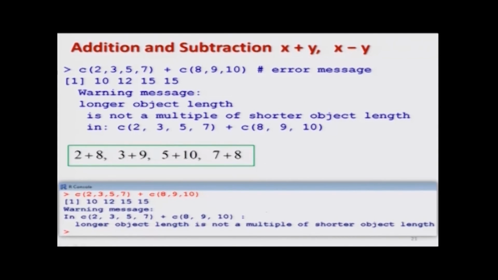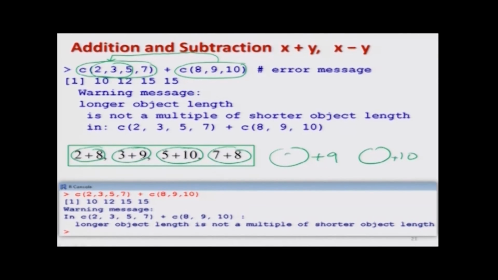Similarly, if I try to take a vector of size 4 and I am trying to add another vector of size 3, again you can see this is not a multiple of the length of the first vector. So, in this case what is really happening is that these 3 values 8, 9 and 10 are being added to the first 3 values 2, 3 and 5, and in the second case it is not happening. So, I am trying to add 2 plus 8, 3 plus 9, 5 plus 10, 7 plus 8, and when I am trying to add 9 and 10 once again, then there is no value. So, that is why it is giving us a warning message. And this is the screenshot.